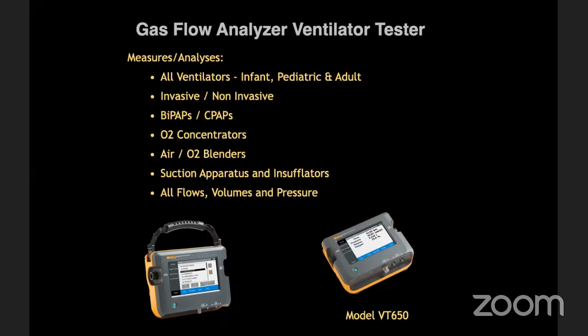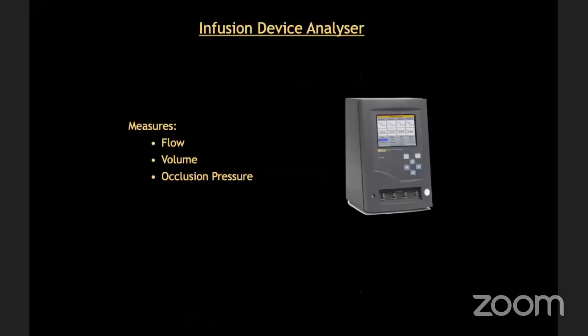Okay. So this is VT650, the latest machine. We sold close to 200 analyzers in the past 3 months. There are so many companies in India that have started manufacturing ventilators. We sold around 25 units only to BEL. Very important equipment. With the help of this machine, we can see the performance of all the ventilators. Infusion device analyzer, drug infusion device analyzer.